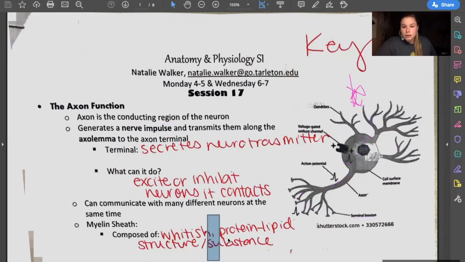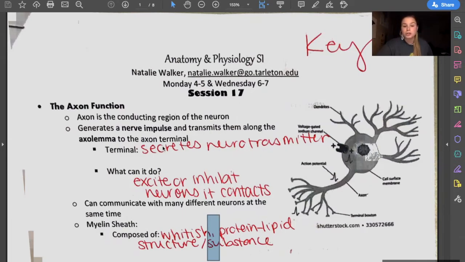Okay, so it generates a nerve impulse that travels along the axolemma, right? We said a sarcolemma was the cell membrane of a muscle fiber. So the axolemma is the cell membrane of a neuron, okay? So it transmits along the axolemma to the axon terminal, to the end. This is an axon terminal, right?